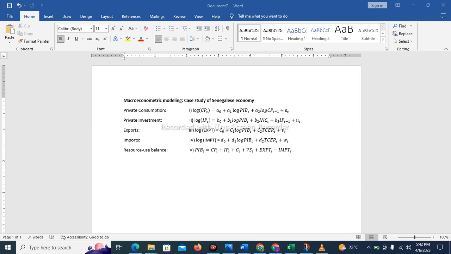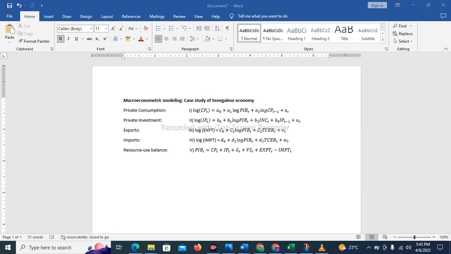Having said that, the first equation here is private consumption, and private consumption is explained by income according to the Keynesian approach. So this equation could have included other variables. Here, CPIB represents GDP or income, and then this is the lagged variable of our consumption. And lastly, we have an error term.